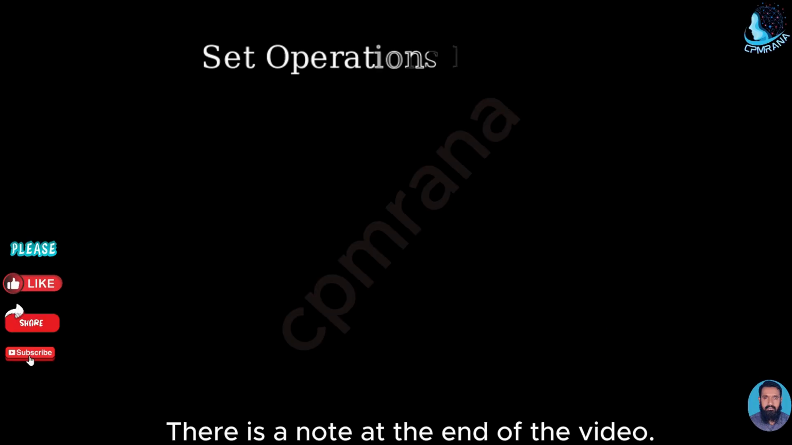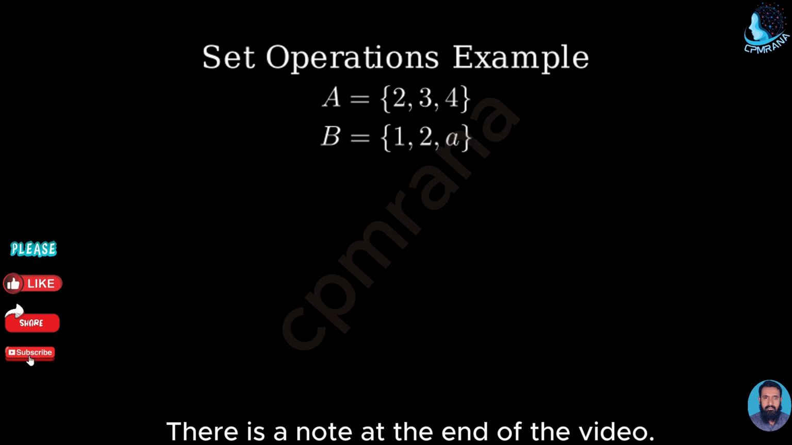Let's solve a set operations problem involving intersection and union of sets. We are given three sets. Set A, which contains the elements 2, 3, and 4, set B, which contains 1, 2, and A, and set C, which contains 2, A, and B. We need to find A intersection (B union C).